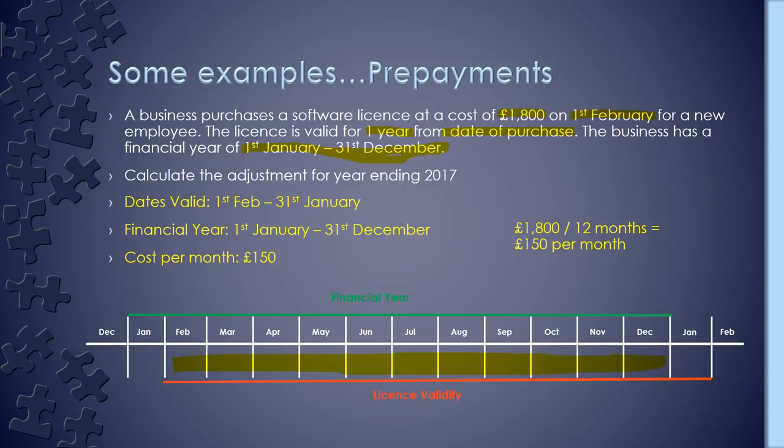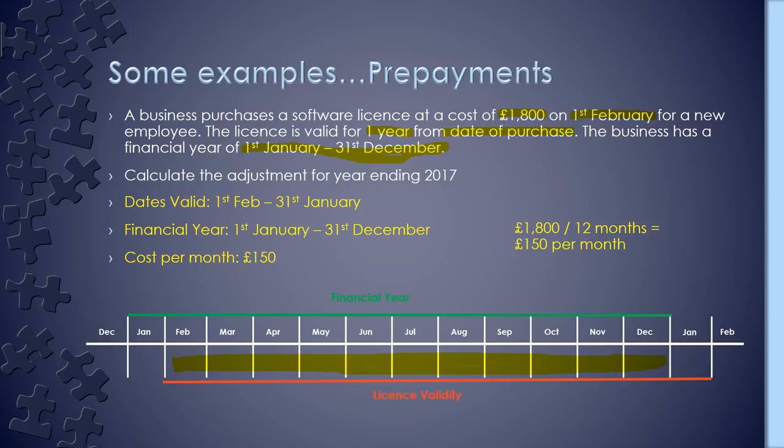But if we look at the licence validity, we've also got 1 month here in January that is after our year end. So we paid out on the 1st of February £1,800 for a licence that finishes on the 31st of January, but our year end is the 31st of December. So we need to make sure that we are only putting in the cost of that licence for 11 months, because the final month of that licence sits in the new financial year.